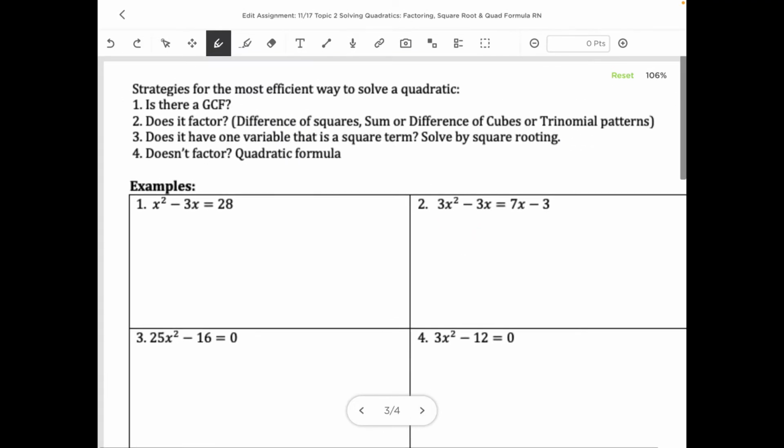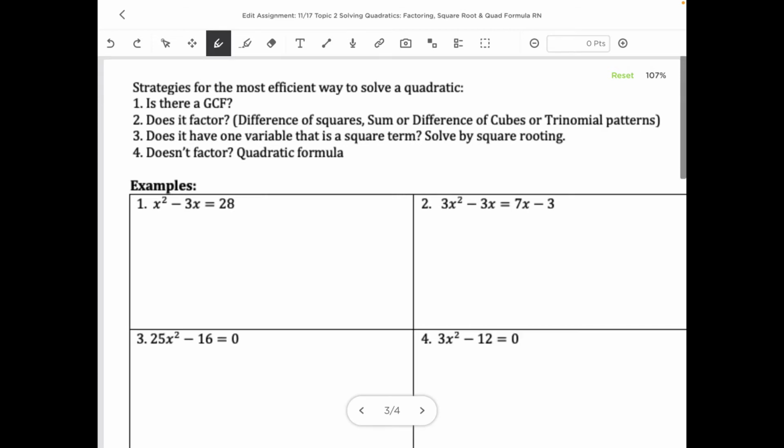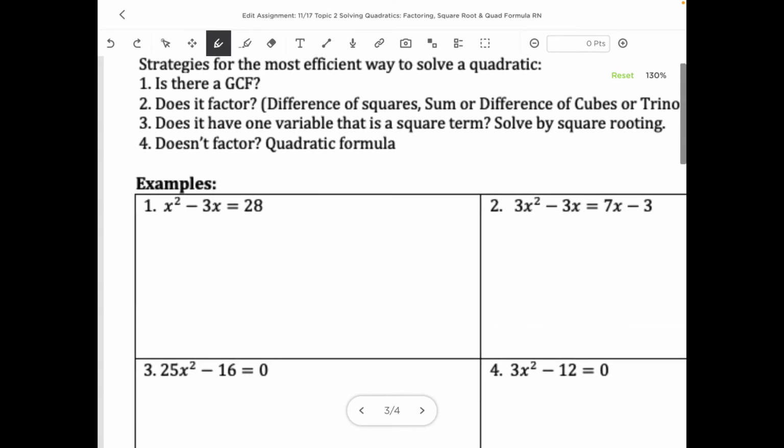Okay, let's move over to slide 3 and do some practice now, all right? Strategies for the most efficient way to solve a quadratic. So I put some steps down here. Again, like the flow chart for factoring, there's a flow chart for solving. What's the most efficient way to solve? GCF, does it factor? Does it have a variable that's a square term? If it doesn't factor, then you have to use the quadratic formula. So let's look at example 1.